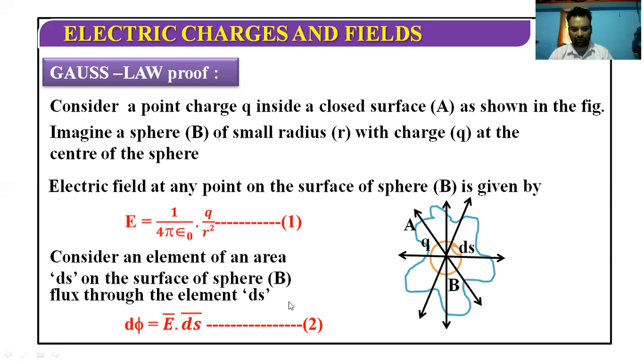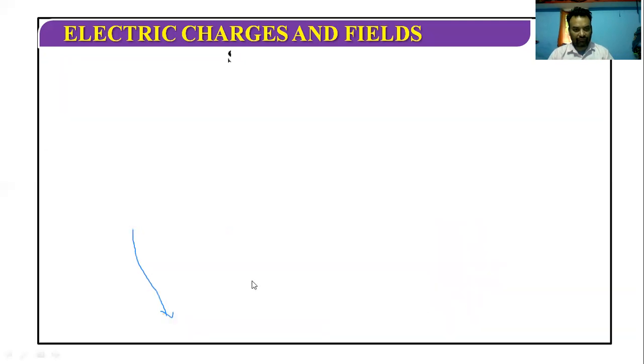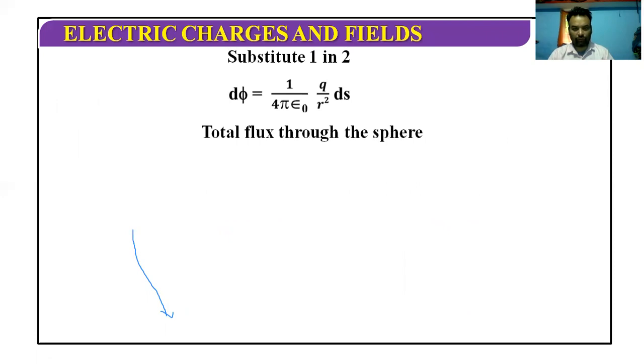So how to find out the flux? d phi is equal to E dot ds. Just place the value of electric field over here, and we will get d phi. Now d phi is equal to 1 upon 4 pi epsilon naught, q upon r square, into ds. We just put the value of electric field. And now we have the flux passing through the small area element ds.